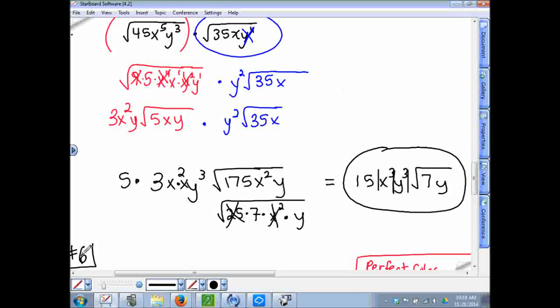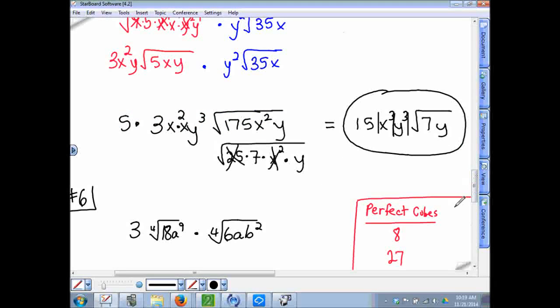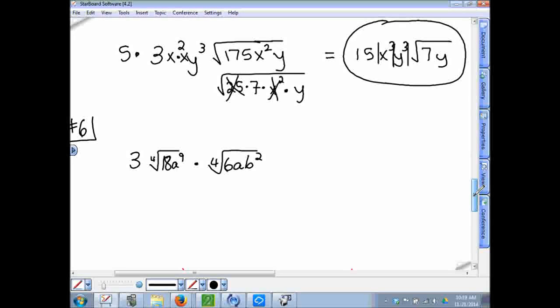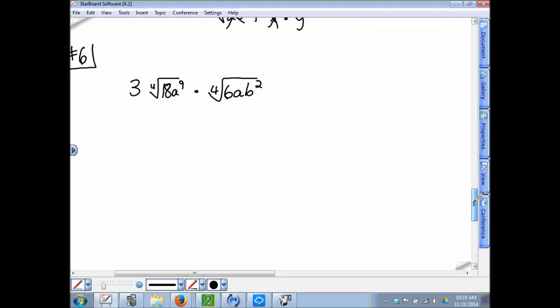Okay, same page then. Let's do the 6th practice. Practice number 6. So we have 3 times the 4th root of 18 a to the 9th times the 4th root of 6ab squared.